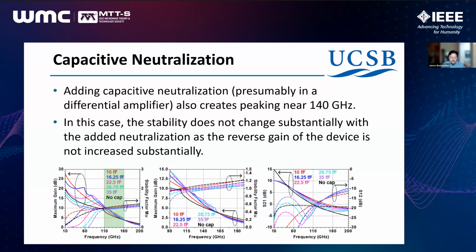In this case, one of the things we see is there's less impact on the stability factor of the device, the mu factor stability, than we observed in the inductive degeneration. And so this may lead some people to think that this is better because, of course, the neutralization is helping to isolate the device, and so the reverse gain of the device remains relatively low with respect to inductive degeneration.